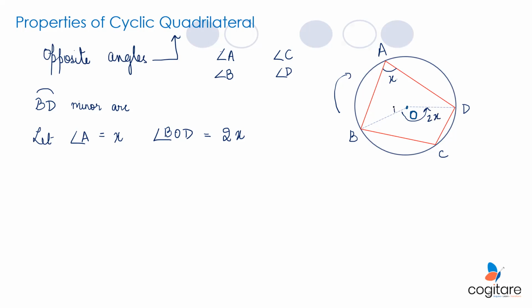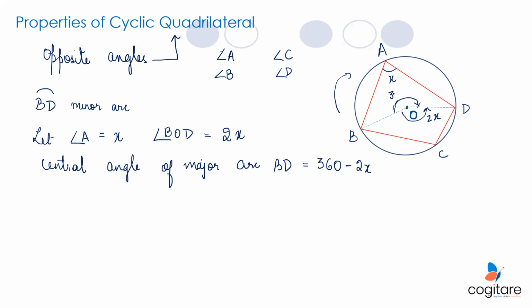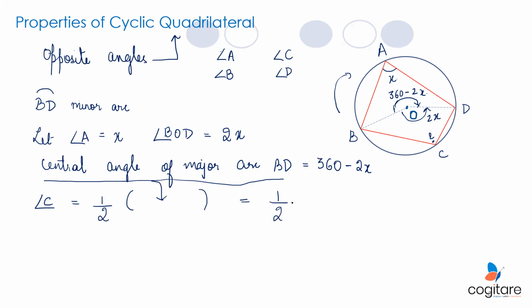Right, guys? Now, what about the reflex angle BOD, or the central angle of the major arc BD? This becomes 360 minus 2x because the angle about a point is 360 degrees. Right, guys? Now, if we look at angle C, what could angle C be? Okay, now this is going to be half of the angle subtended by the major arc, which will be half of 360 minus 2x, which in turn is 180 minus x.